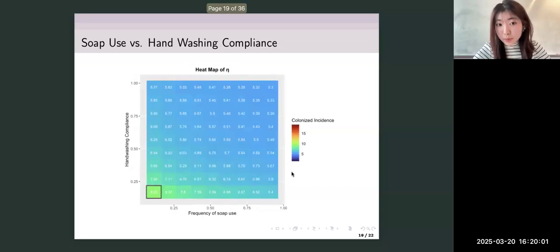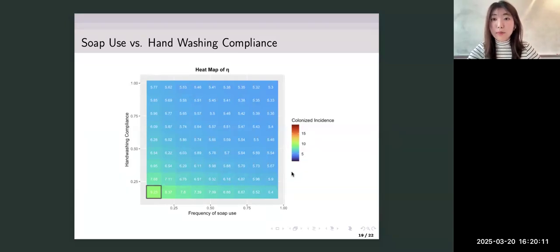So the next thing we explored was soap use and hand washing compliance. Soap use is very important when we're looking at C. diff, because soap use removes roughly 90% of spores of C. diff, while alcohol-based hand rubs only remove 20%. Furthermore, in long-term care facilities, the baseline hand washing compliance is roughly 17%. So it's very low. So these are two areas that need a lot of improvement.